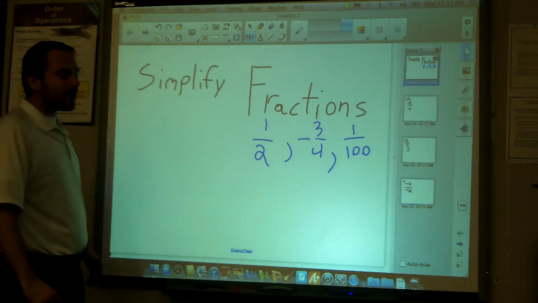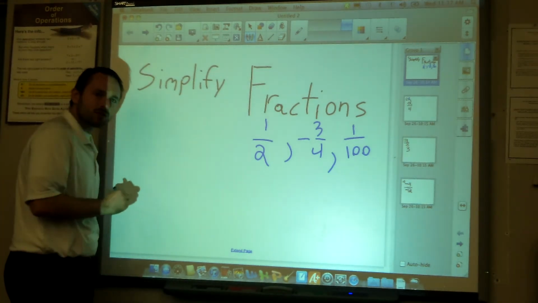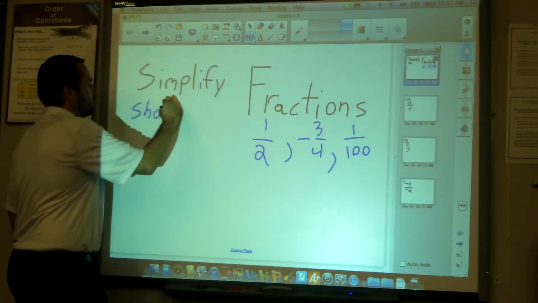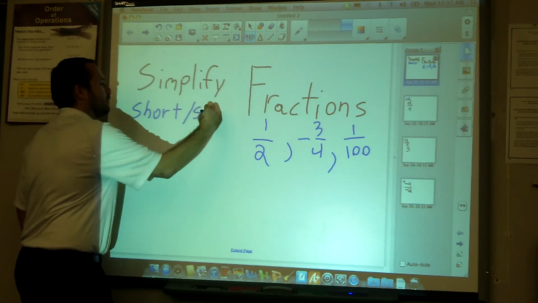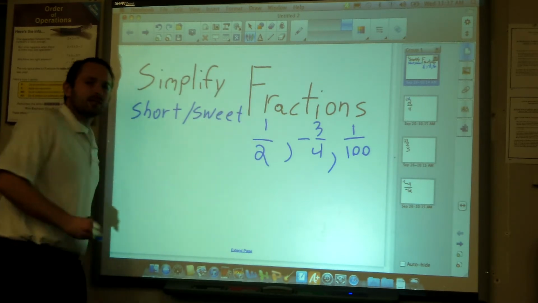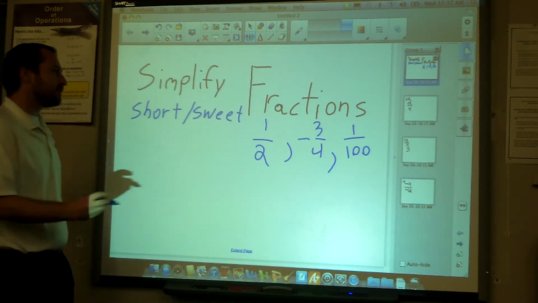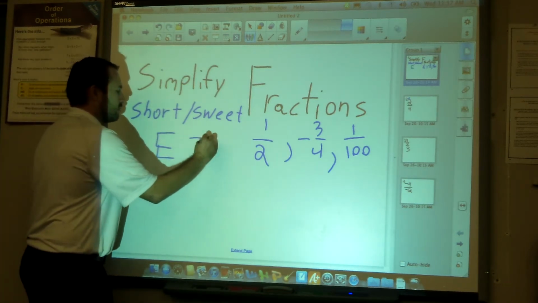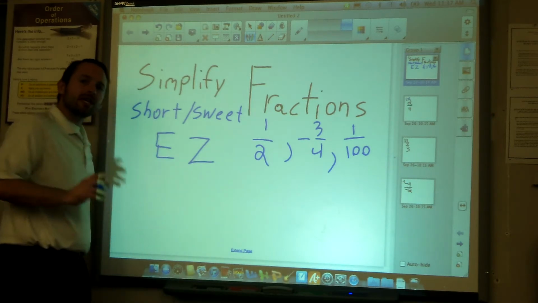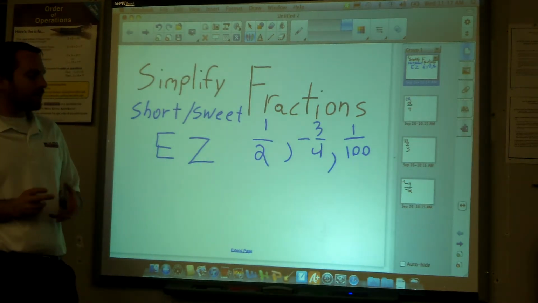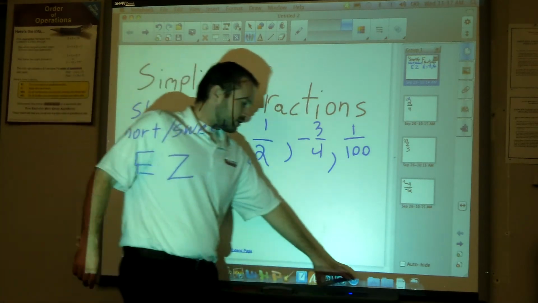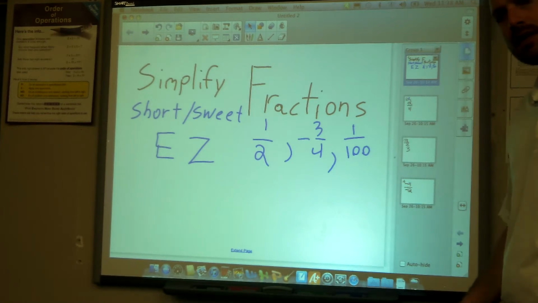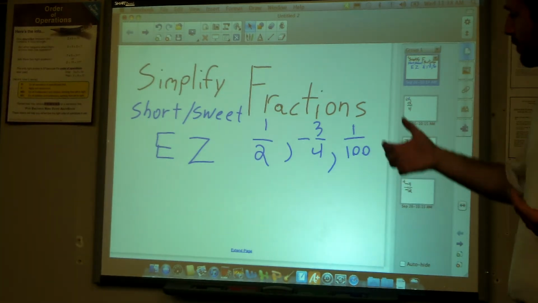Now simplify, I can write. I like to use the phrase, make it short and sweet. And every time we simplify, it's going to make it easy. It's going to make it easy to work with. Because it's a lot easier to work with 1/2 than like 50 over 100, because it's smaller, shorter, and sweeter to work with.